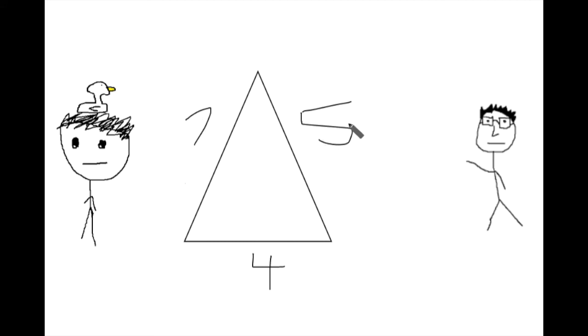That's how you find out if a triangle is even possible to be created. If it's even possible to be possible.